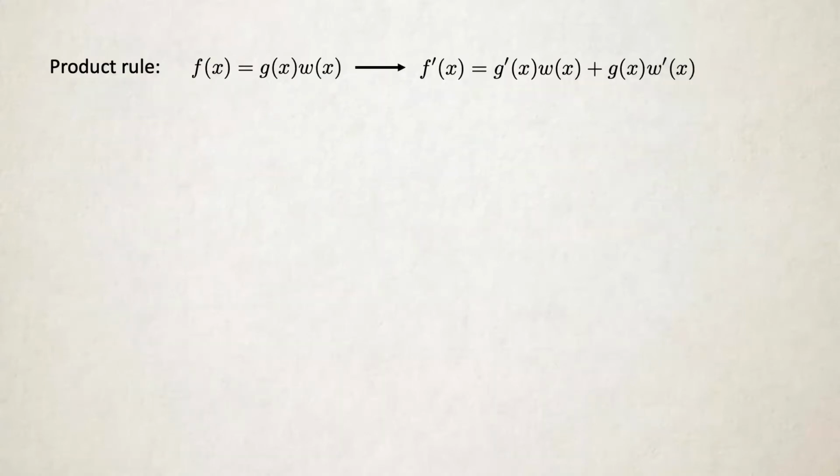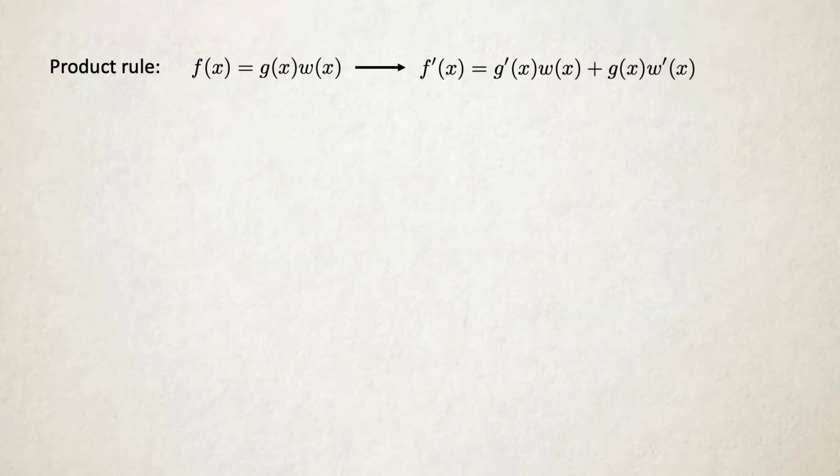Another famous derivative rule is the product rule. It states that if a function is a product of two different functions, f of x equals g of x times w of x, then its derivative becomes f prime of x equals g prime of x w of x plus g of x w prime of x.